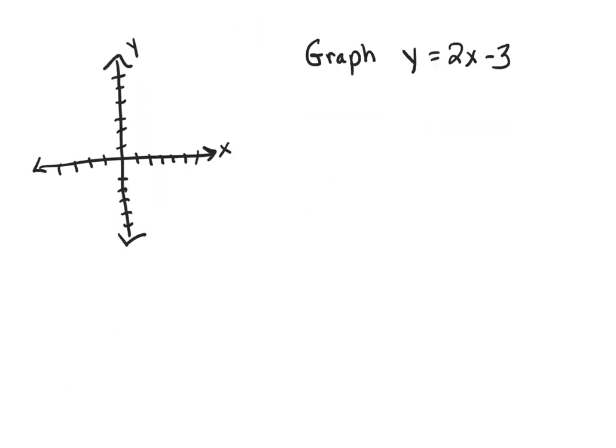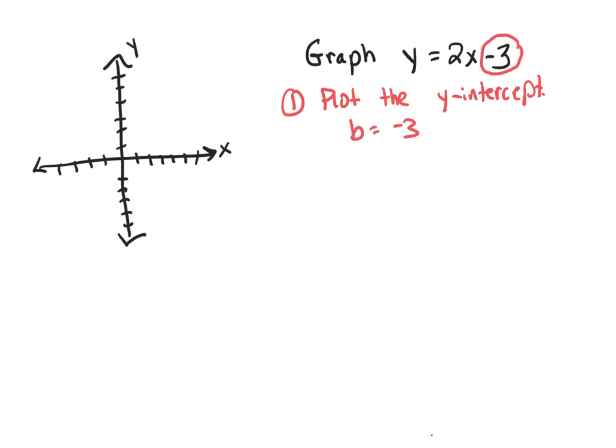Some problems you might see in this section include graphing an equation in slope-intercept form. Here we have an example. We're going to graph y equals 2x minus 3. First thing we want to do, step 1, is plot the y-intercept. Here our y-intercept is negative 3. It's this part right here. Because there's a minus before the 3, it's going to be a negative 3. So we go to our graph, and we go down to negative 3 on our y-axis and make a dot.